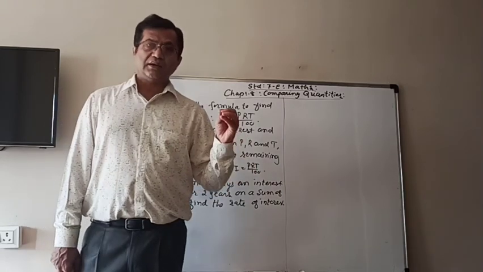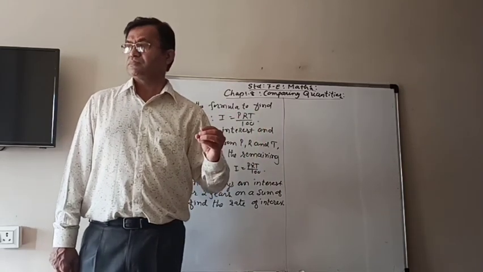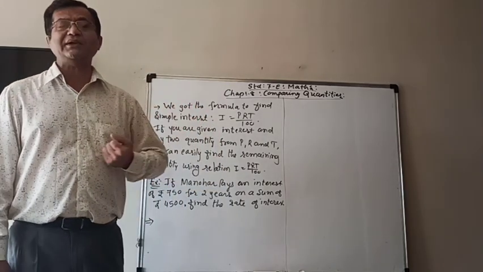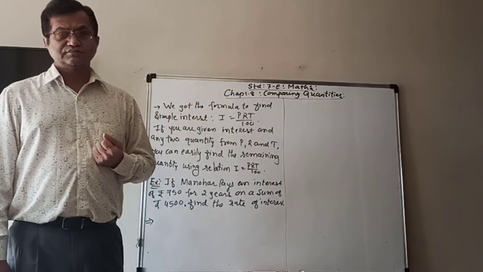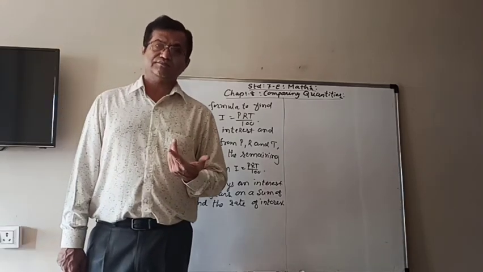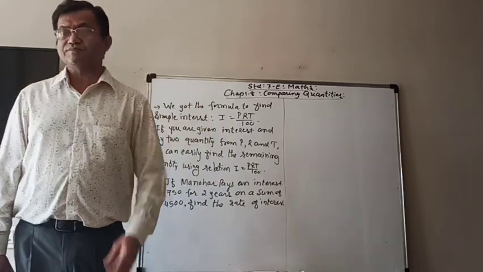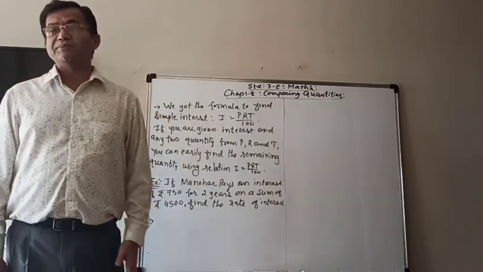So by substituting the values of P, R and T and simplifying, you get the interest, and if you want the amount, then A is equal to P plus I, that we already learned in the previous session.